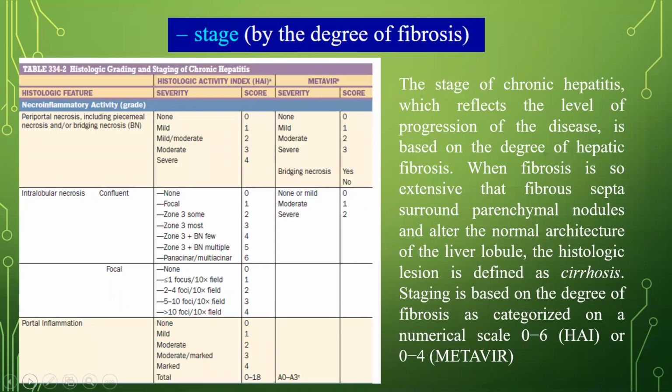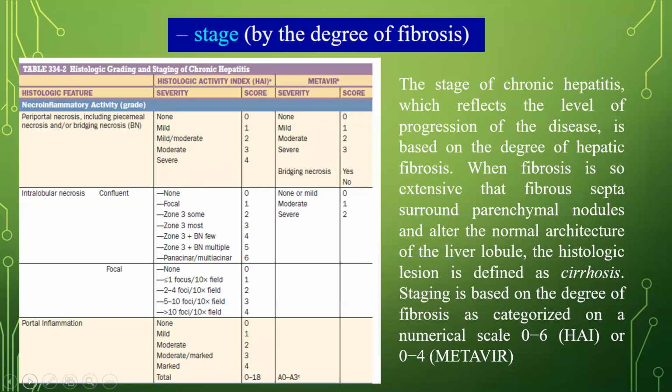The stage of chronic hepatitis, which reflects the level of progression of the disease, is based on the degree of hepatic fibrosis. When fibrosis is so extensive that fibrous septa surround parenchymal nodules and alter the normal architecture of the liver lobule, the histological lesion is defined as cirrhosis. Staging is based on the degree of fibrosis as categorized on a numerical scale from 0 to 6 or from 0 to 4, depending on which scale you use, such as the histologic activity index or the METAVIR index.